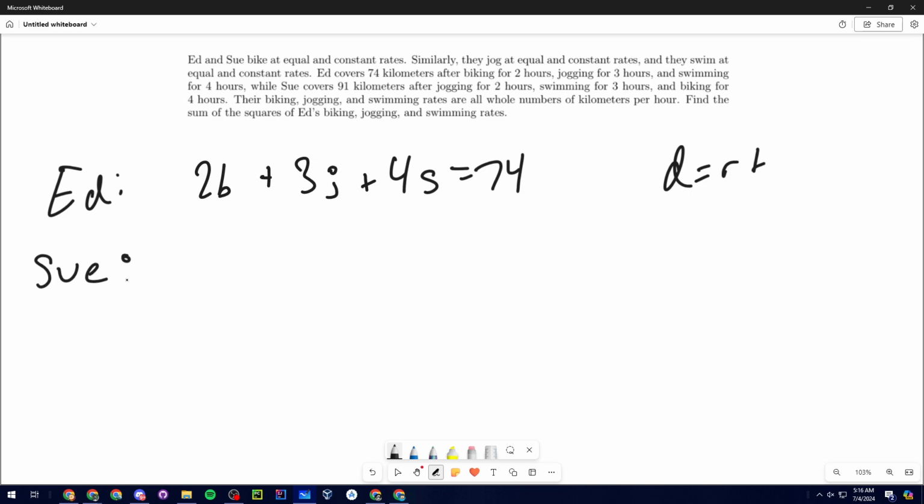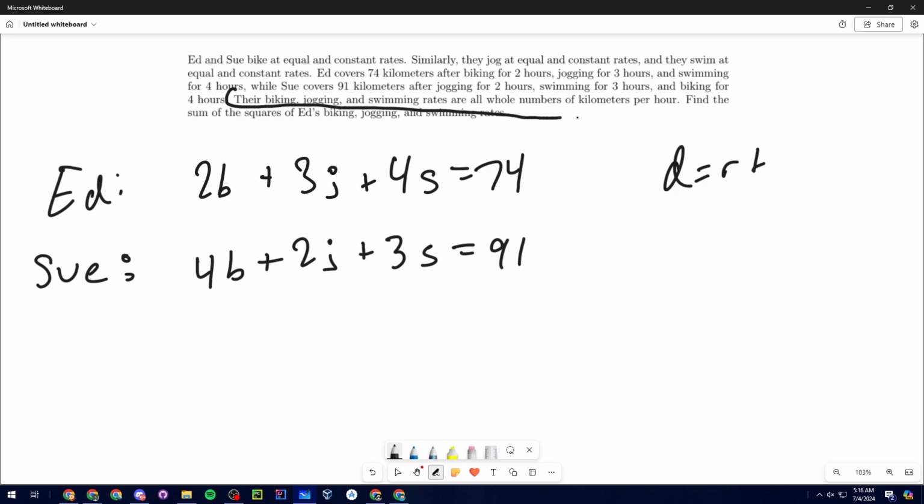Now, Sue, on the other hand, does jogging for 2 hours, so they kind of try to trick you by having the order different, but I'll just write it as 2j plus 3s plus 4b, right? That's equal to 91. Well, we look like we're in a predicament, right? We look like we don't have that extra equation, because if we had that extra equation, you could make a system of equations and then solve for the variables, but you don't have that. But that's where this information comes in clutch, right?